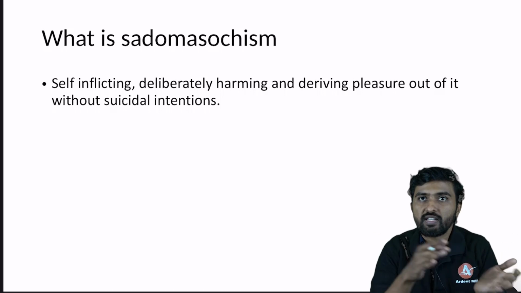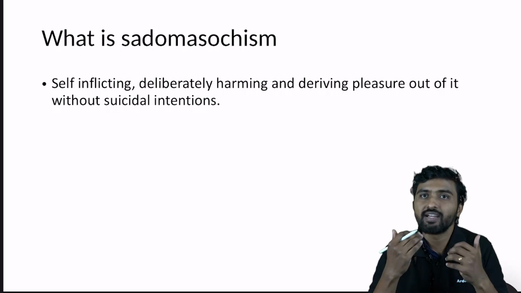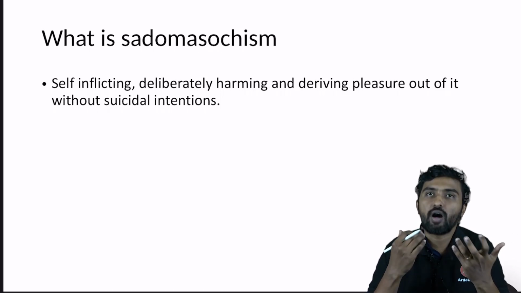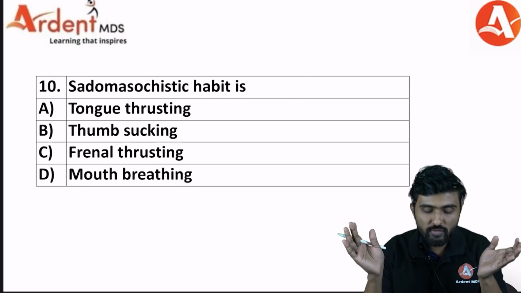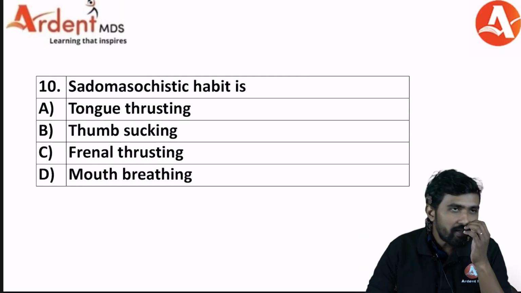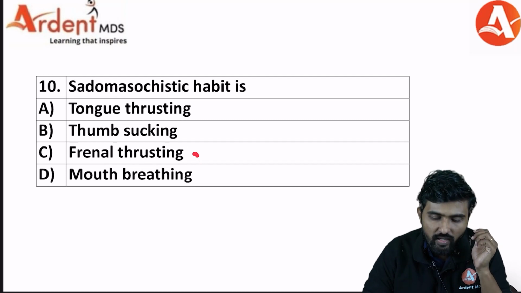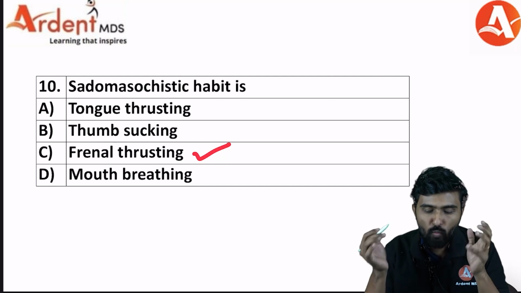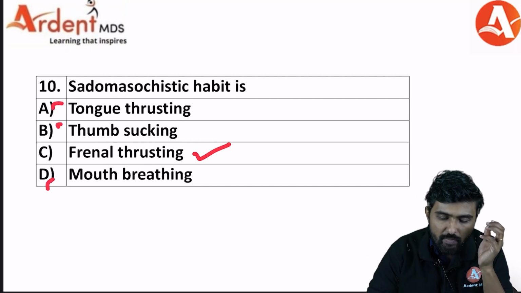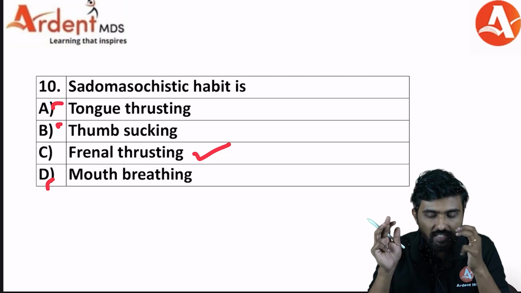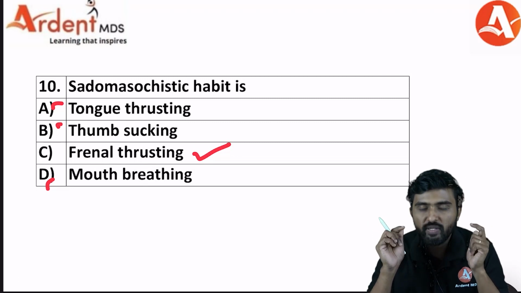No other person does it to us. It is self-inflicted for pleasure, and harming ourselves obviously, but no suicidal intervention. But in this exam, in the given options, the right option is frenal thrusting. I would say why. Options A, B, D: tongue thrusting, thumb sucking, mouth breathing.